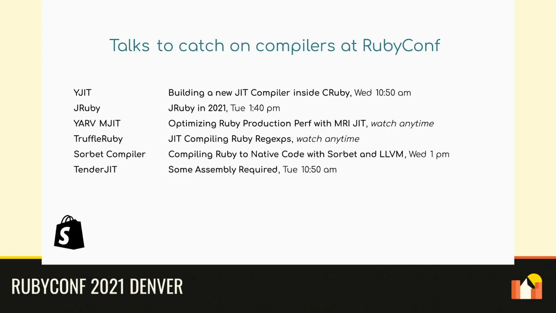If you want to know more about compilers, there's loads of talks you can catch here at RubyConf alone, which I think tells you something about how popular Ruby compilers are becoming. There's a talk on YJIT. There's a talk on JRuby. I think it's a general JRuby update, but it probably talks about the compilers as well. There's a talk about the YARV MJIT. There's a talk about TruffleRuby and compiling regular expressions. There's a talk about the Sorbet compiler, and there's a talk about TenderJIT. So if you want to know more about Ruby compilers, there are tons of opportunities here at RubyConf.